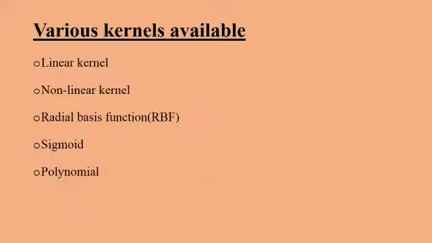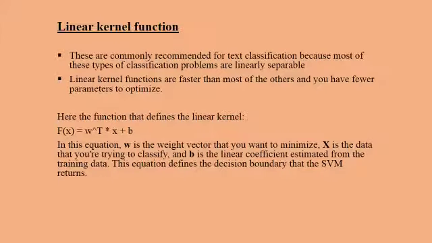The various kernels available are linear kernel, non-linear kernel, radial basis function, sigmoid and polynomial. Let's move on to the linear kernel function. It is commonly recommended for text classification because most of these types of classification problems are linearly separable. Linear kernel functions are faster than most of the others, and you have fewer parameters to optimize.